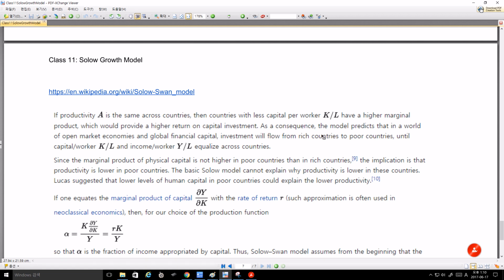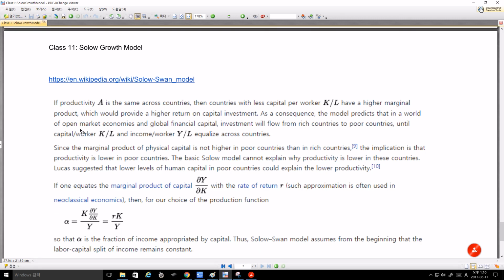As a consequence, the model predicts that in a world of open market economies and global financial capital, investment will flow from rich countries to poor countries until capital per worker, K over L, and income per worker, Y over L, equalize across countries. This is the prediction of the Solow model. Capital flows until every country has the same marginal product of capital, which means that eventually capital per worker and income per worker will be the same.